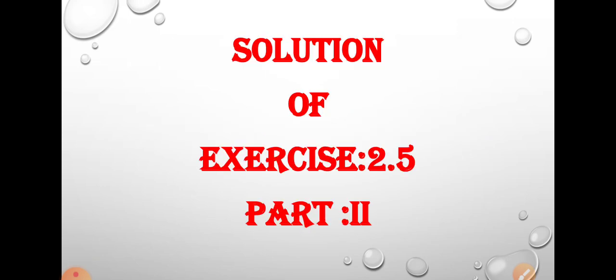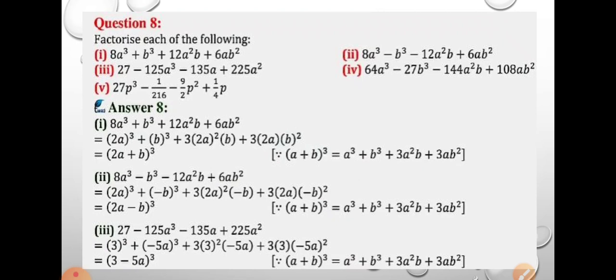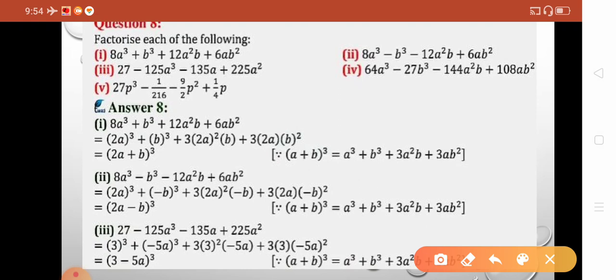Solution of exercise 2.5. Question number 8. Factorize each of the following. First part is 8a cube plus b cube plus 12a square b plus 6ab square.